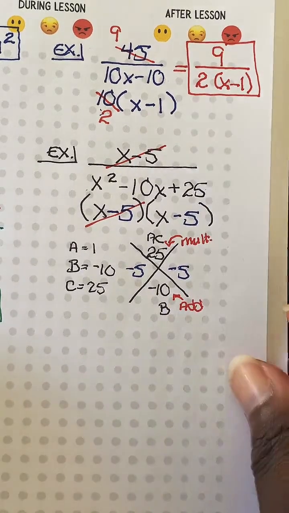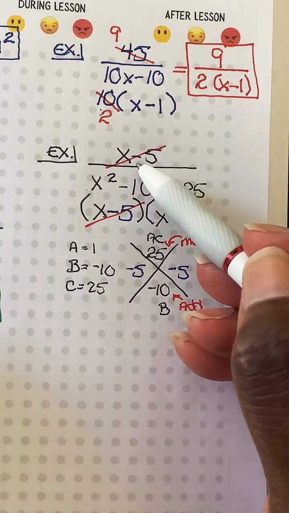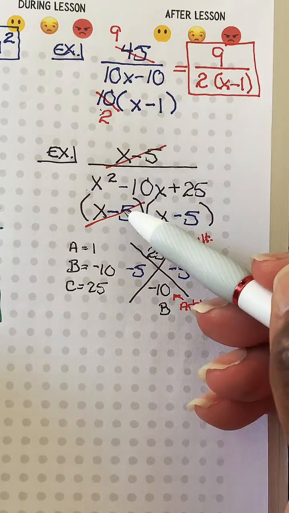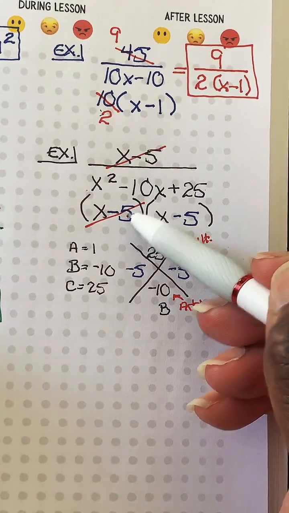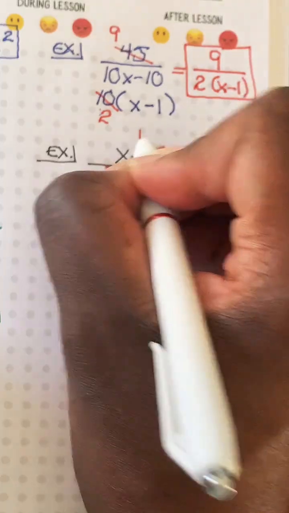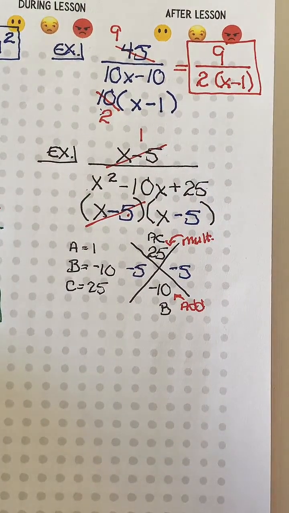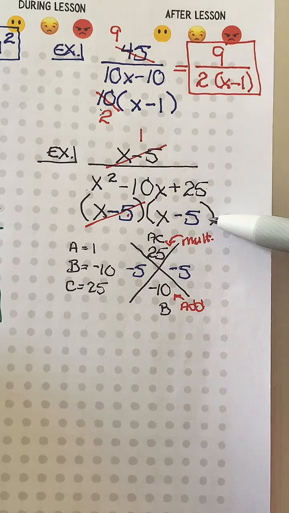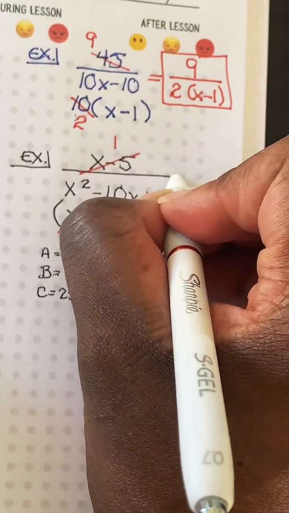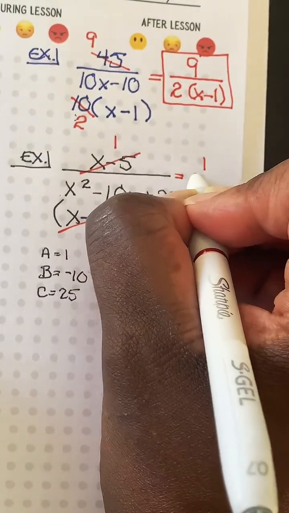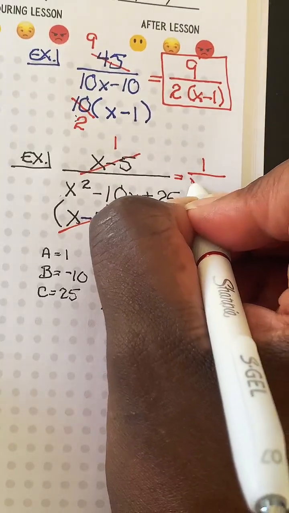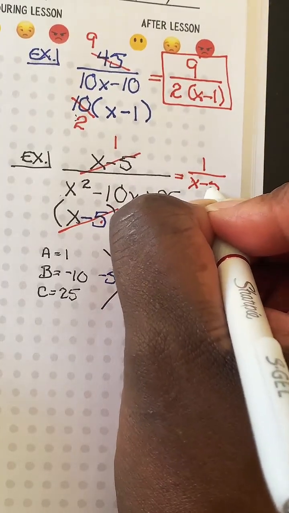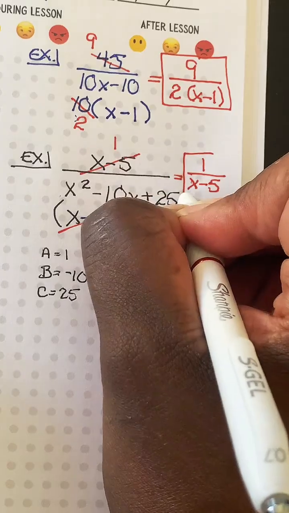So looking at this, what's left? The numerator divided by this denominator will give me a 1. A lot of people just think cancel. No, it actually equals 1. Anything divided by itself is 1. And then what's left is one of those x minus 5s. So if we finish it out, it's going to be 1 over x minus 5. That's going to be your answer.